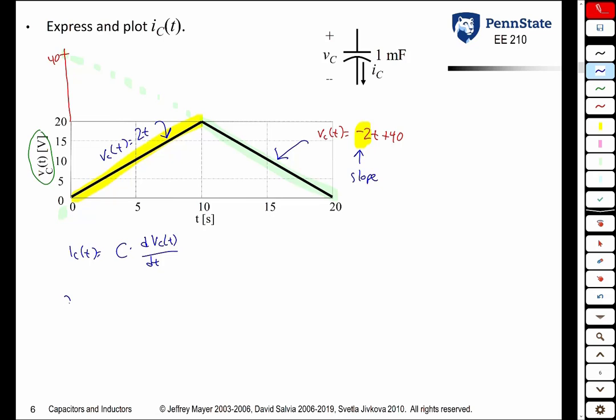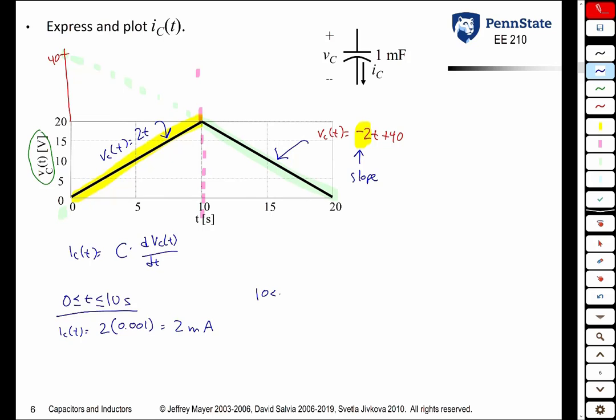For time between 0 and 10 seconds, that's going to be this stuff to the left of this line here. The slope is 2, so IC of t is going to be 2 times the capacitance, which is 0.001 farads, and so we get 2 milliamps.